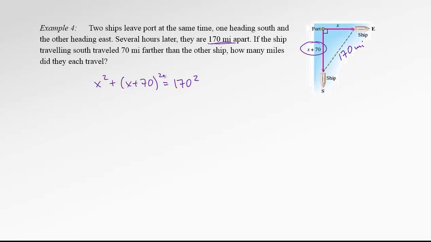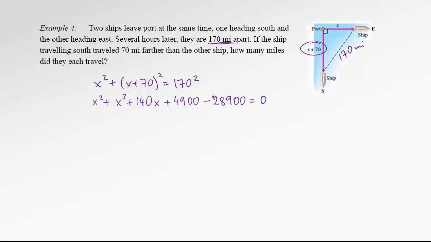So let's raise this bracket to the square. We'll get x squared plus, and we apply perfect square formula, right? So x squared plus double the product, which is 140x, plus 70 squared, that gives us 49 and 2 zeros, right? Equals 170 squared, or let's bring everything to the left, that gives us negative 170 squared, which is 28900.